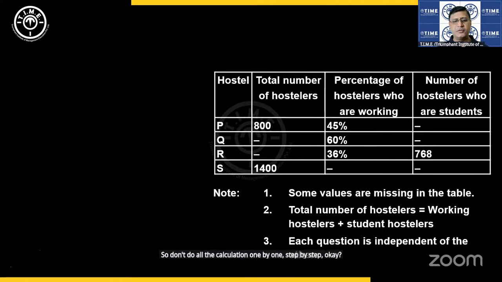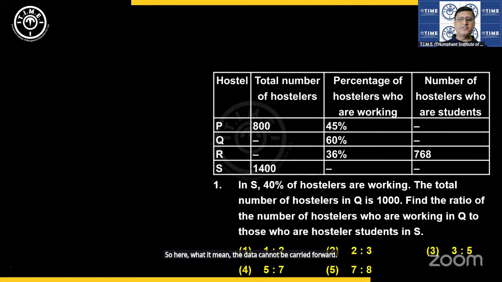Now here the footnote is given. Some values are missing in the table. Total number of hostelers is equal to working hostelers plus student hostelers. Each question is independent of the other, so the data cannot be carried forward. Now here is the first question on your screen.